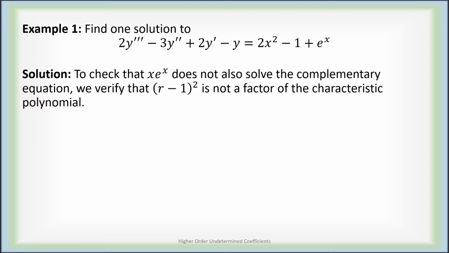Now, to check that x e to the x doesn't solve the complementary equation, what we should verify is that r minus 1 squared cannot be factored out of the characteristic polynomial. Now, here is the characteristic polynomial, and we already know we can factor an r minus 1 out of it.